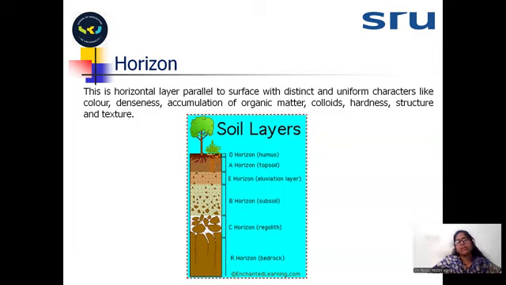Soil profile depicts all of these. When we take the vertical section of soil from top to bottom, it depicts all these horizons which are lying one below the other.